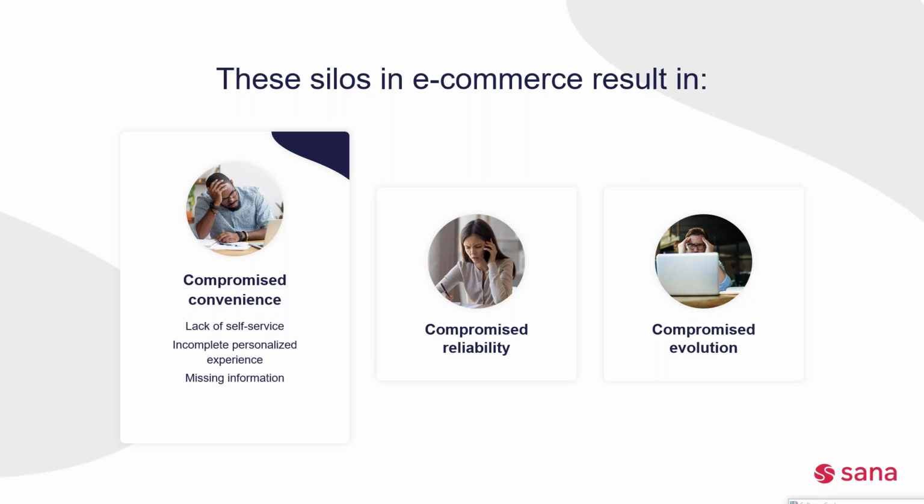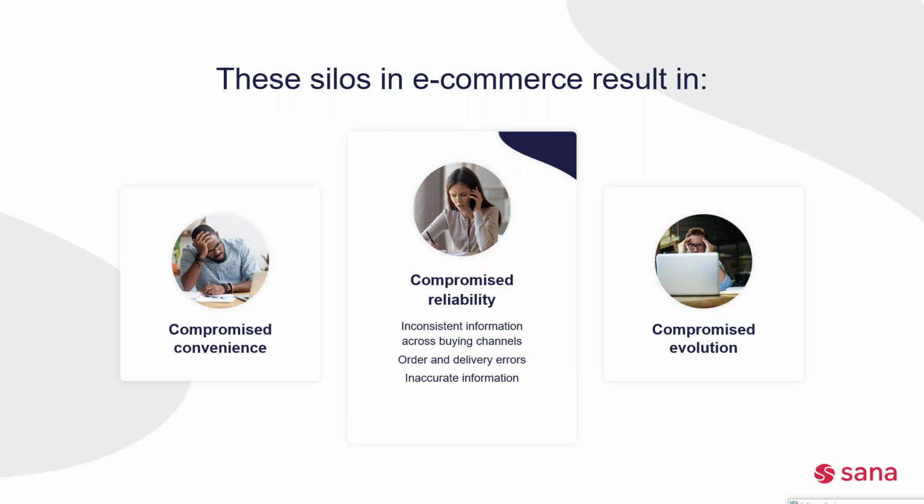And missing information as well. That's the last thing we want. Stock needs to be updated. There's missing data, and that's because the systems are just not synchronized. They're not working as one, which leads to compromised reliability, with inconsistent information across all of the various buying channels.